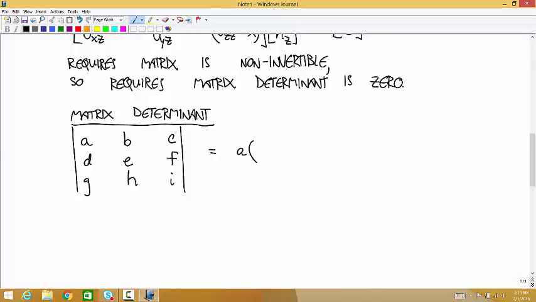A times (EI minus HF), minus B times (DI minus GF), plus C times (DH minus GE).